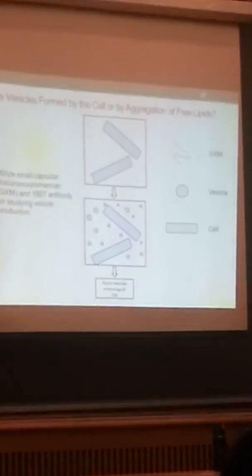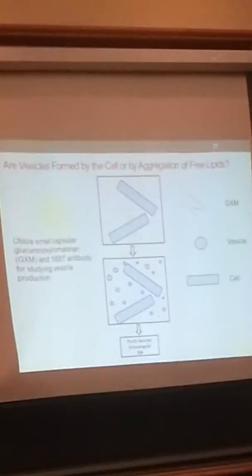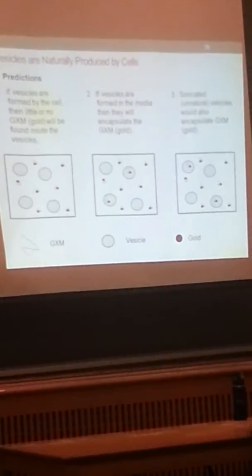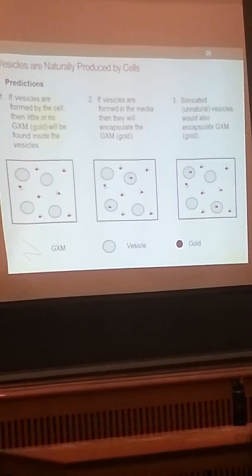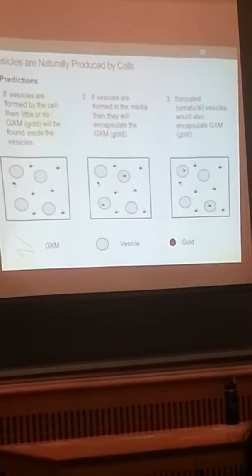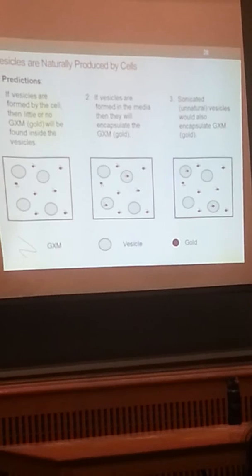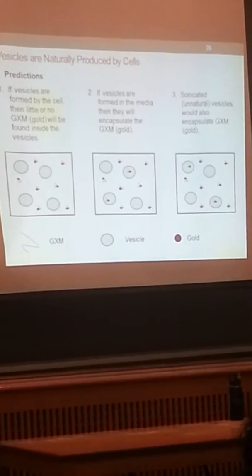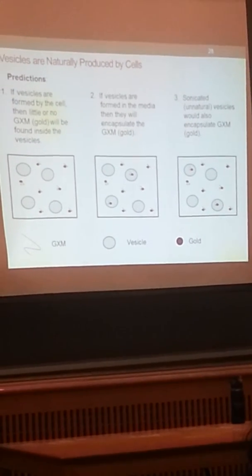So I can grow them overnight with the GXM, purify the vesicles, and then do my EM images with immunogold labeling. We can utilize this antibody to put the immunoglobulin on, and we can find out where this GXM is. Is it in the vesicles? Is it outside the vesicles? There are a couple of options that can happen. First, like I said, if vesicles are produced by the cell, you won't see any GXM inside the vesicles. Whereas if vesicles are formed in the media, they will encapsulate this GXM, so you'll see the gold on the image.